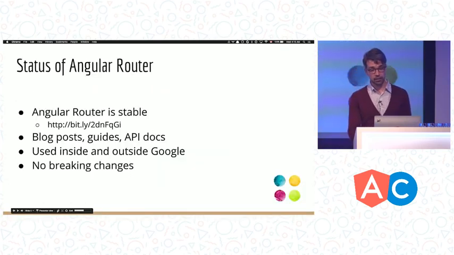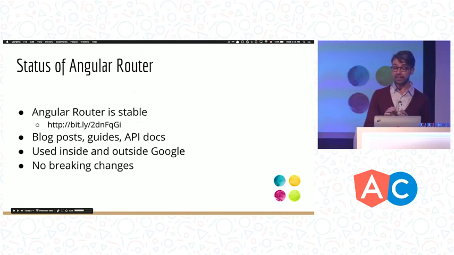All right, so the status of the project. The router is stable. We released the final version a couple of weeks ago, and you can read the announcement if you go to that URL. The router is well documented. You can find a lot of articles, blog posts, guides, API docs online. I wrote a book about the router, which you can find online as well. It's used inside and outside Google.